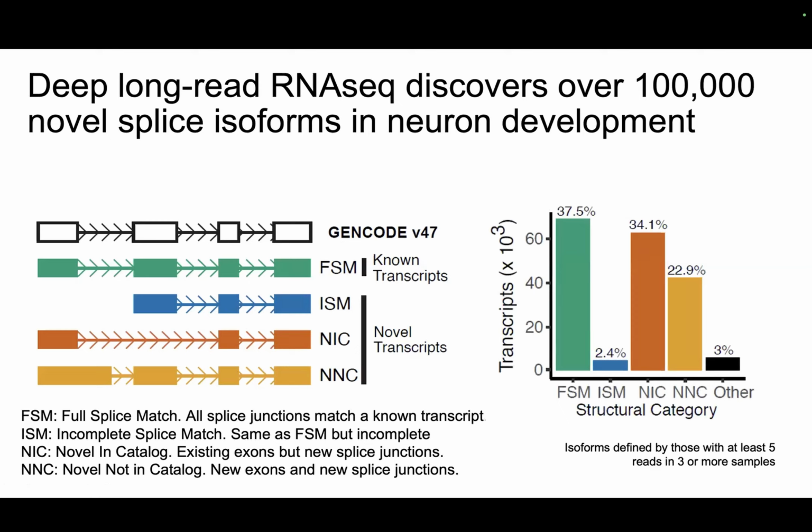So then, by looking at the isoforms that we got back from this data, we see that the majority of our splice isoforms are actually novel. About 55 to 60% of our splice isoforms are novel, meaning that they're not present in GenCode. Because we have such deep data, we can be somewhat stringent in what we call a splice isoform. So here we're defining novel splice isoforms as those that are present in at least 5 reads in 3 or more samples. Again, we're only using transcripts that we're observing multiple times across multiple samples.